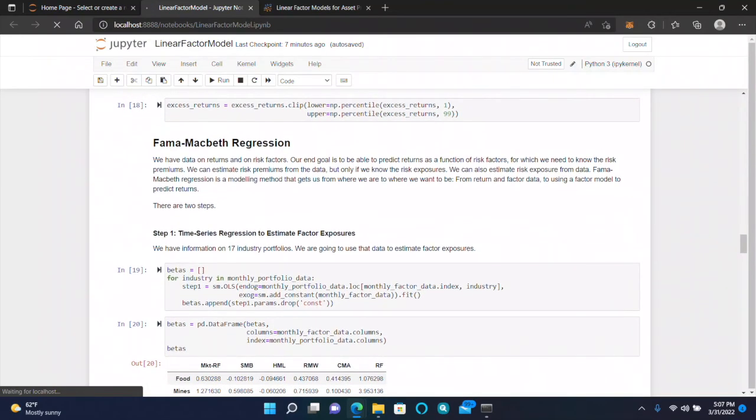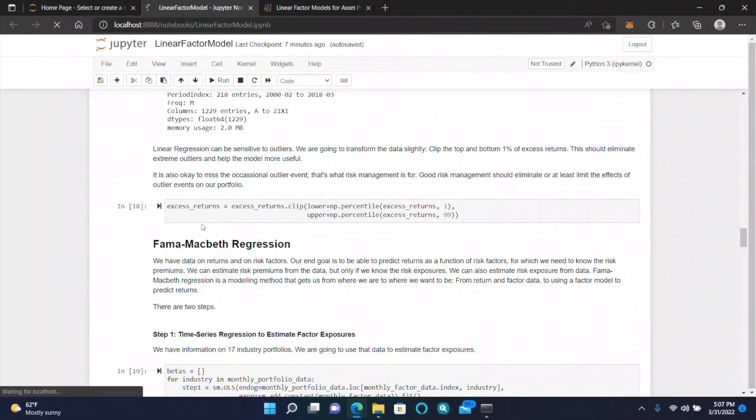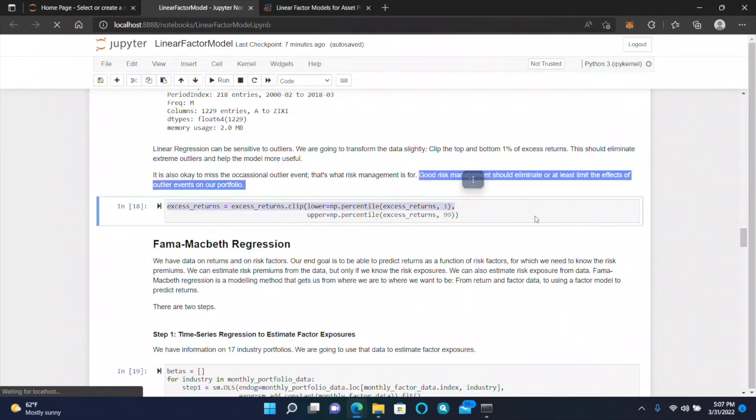Now next we're going to take the excess returns and we're going to clip off the top and bottom percentiles, the 1 percentile and the 99. And we're just going to clip it off there so that we don't have outliers messing everything up. And that's part of having something high variance like linear regression. Those outliers can make a huge difference, and since you don't want them to mess up your model, you can just clip it off and use good risk management to eliminate or limit the effects of outlier events.